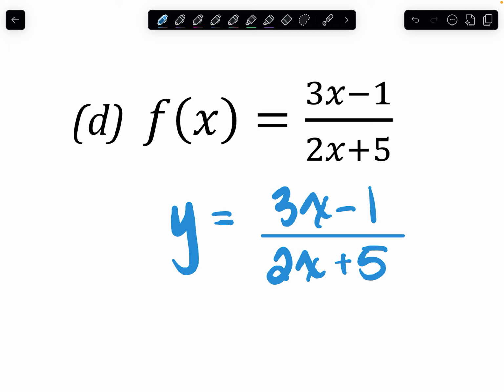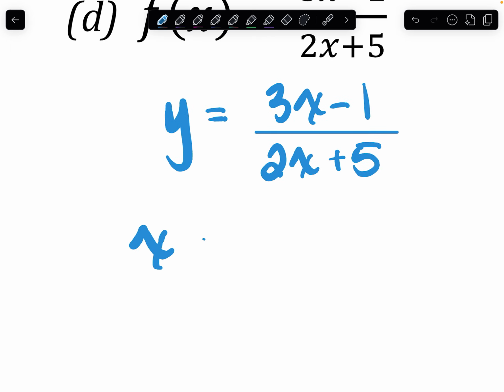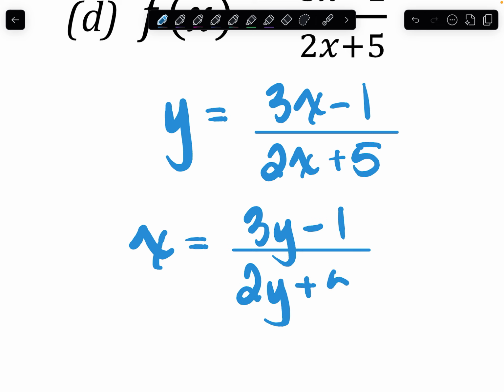All right, then we swap our variables. So notice this one actually has 2 x's. When we say swap the variables, you don't just pick one, you change all of the x's to y's and the y to an x. So this is going to become x equals not only 3y minus 1 over and then 2y plus 5. So both the x's become y's. If you had 5 x's, you would change all 5 to y's.